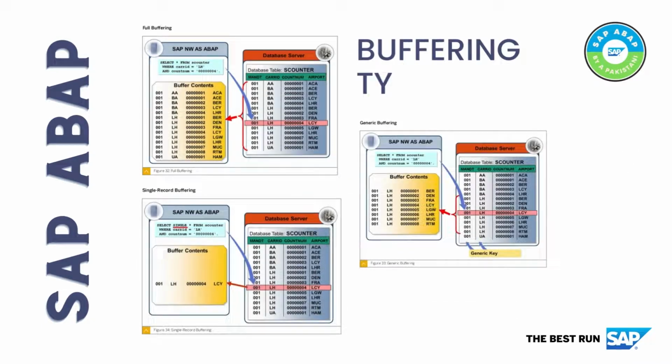Buffering types. When a record of the table is accessed, the buffering type determines which records of the table are loaded into the buffer of the application server. The buffering types are as follows.